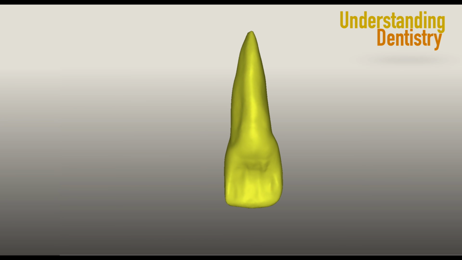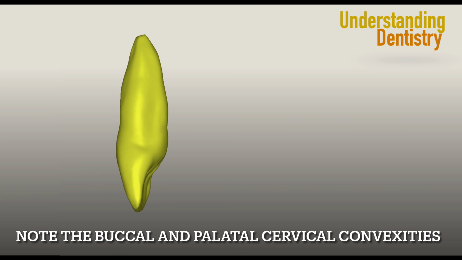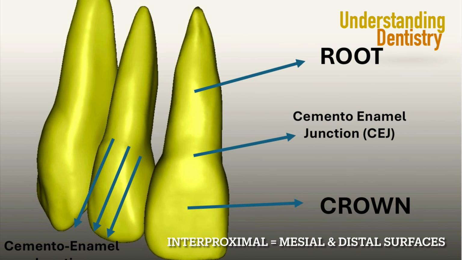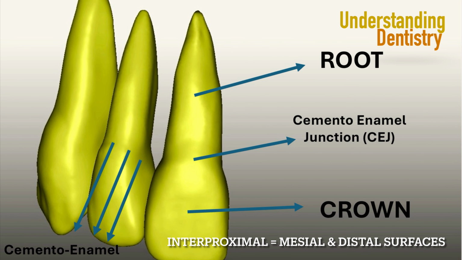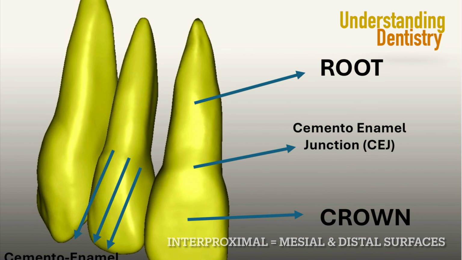Now you are seeing the palatal fossa, and note the convexities from a lateral view. The teeth can be divided into root and crown, as you should know, and that's the CEJ. Note the CEJ is a little bit shallower in the interproximal areas. Take a look at this.